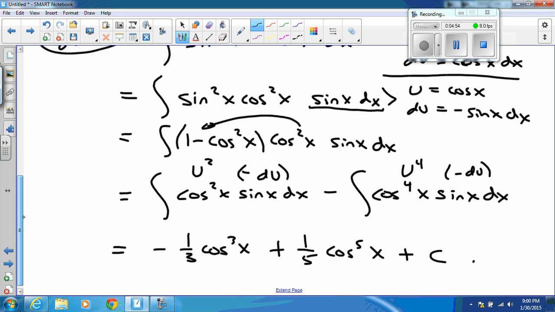So in the case where I have an odd power of sine or cosine, I can peel off that odd factor as a du, and then use the Pythagorean identity to convert the rest of the factors into one trig function only. What I'm aiming for is an integral that is in the form u to some power times du.